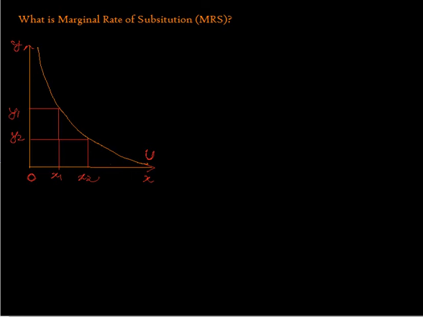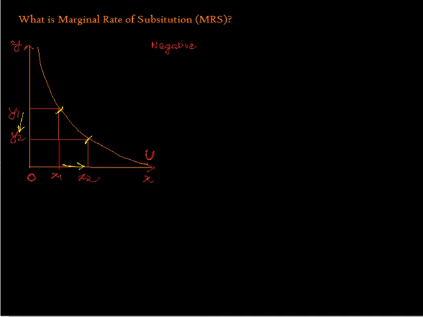As you can see, the slope of this curve is negative. The slope of the curve being negative shows that if the individual is forced to give up some of y, he must be compensated by an additional amount of x to remain at the same indifference curve. So if the individual is foregoing this much amount of y, he should be getting this much amount of x more in order to be at the same indifference curve.